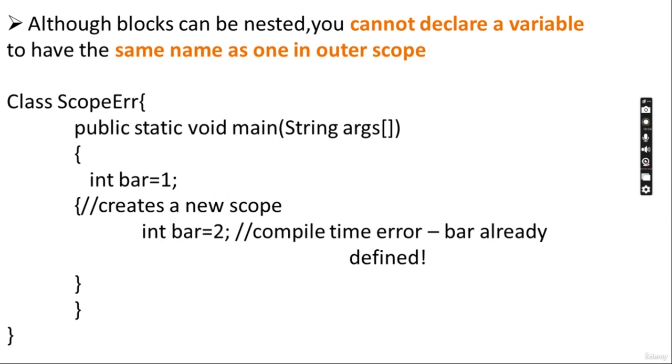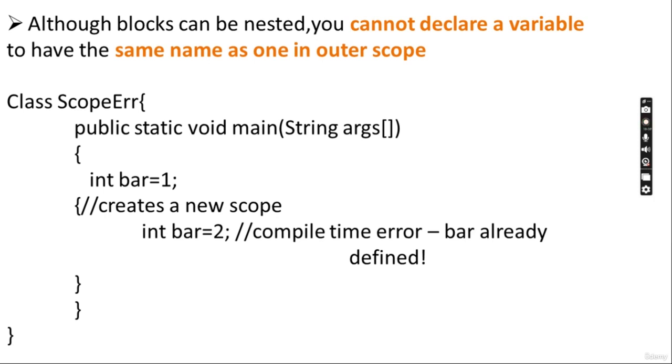Although blocks can be nested, you cannot declare a variable to have the same name as one in an outer scope. You can nest blocks, you can have a scope block inside another scope block, but you cannot declare a variable to have the same name, because outside variables are visible to inside variables, but inside variables cannot be visible to outside variables.